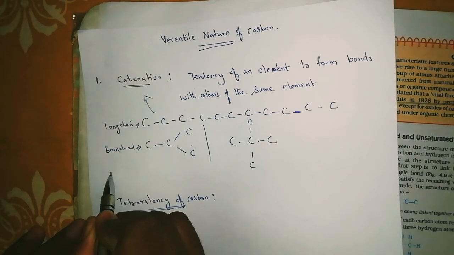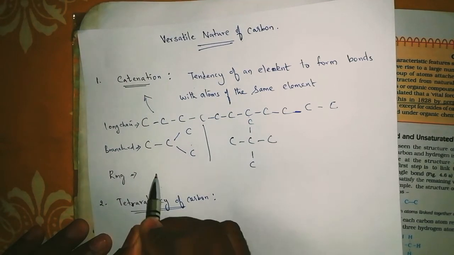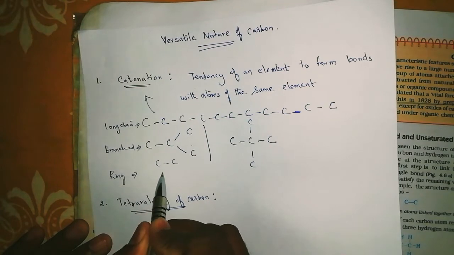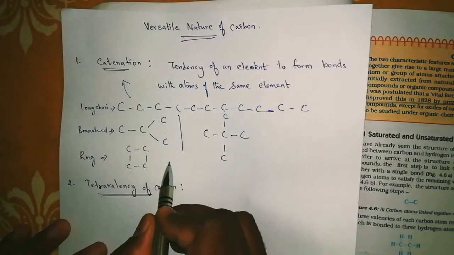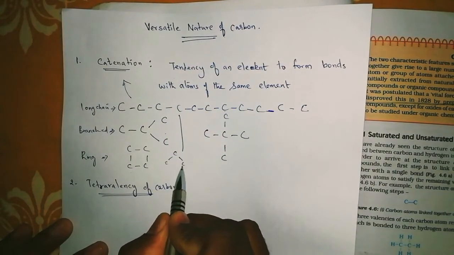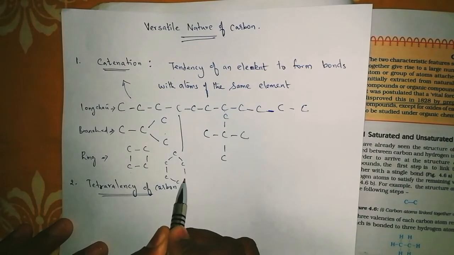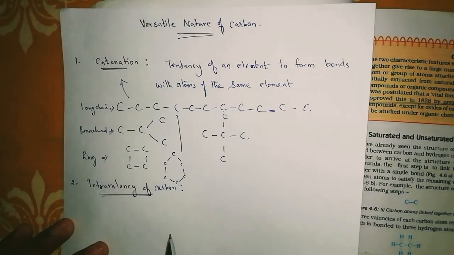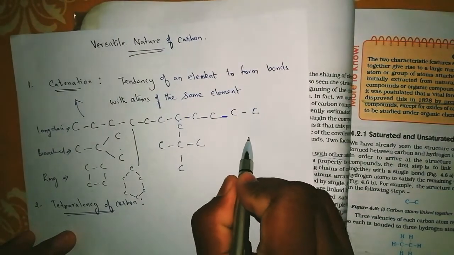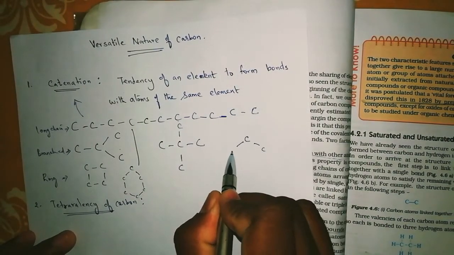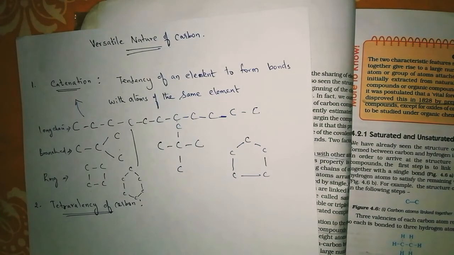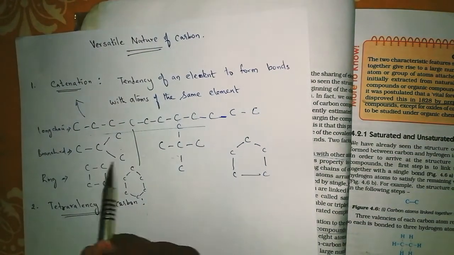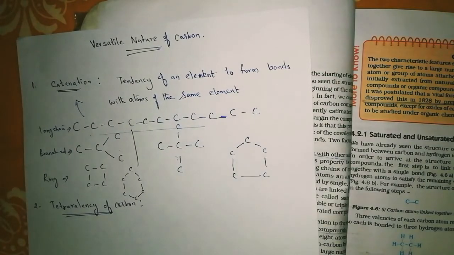and also a ring structure. Ring structure, how can carbon form it? Like this. You can see there is a ring formed here. And also like this. A ring structure. Okay, do you understand what I'm trying to say? Yes, this is a ring structure. So carbon is the only element which can form a long chain, branched chains, and a ring structure.